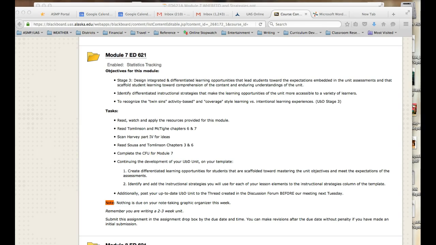because next Tuesday we're going to meet together and we're going to be doing a peer review of units. Even though they're not done, this is a really great opportunity for you to get other people's ideas and to share your ideas with other people.